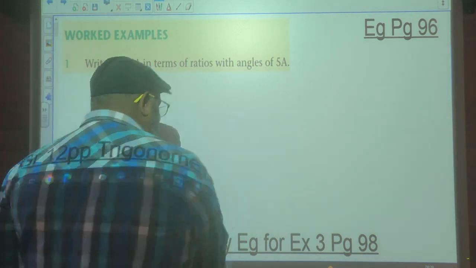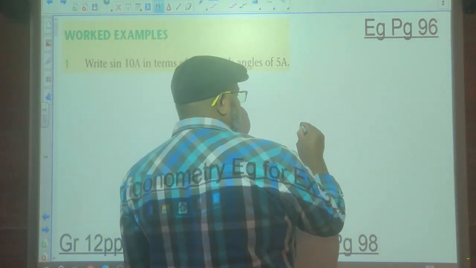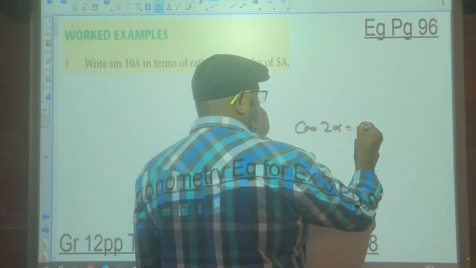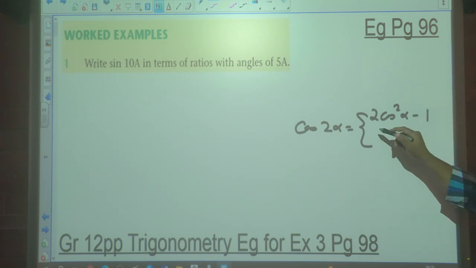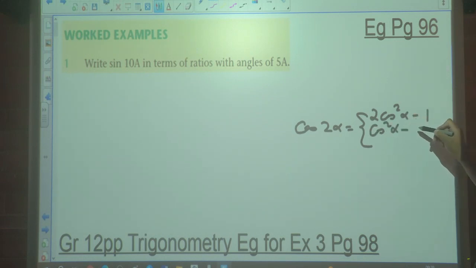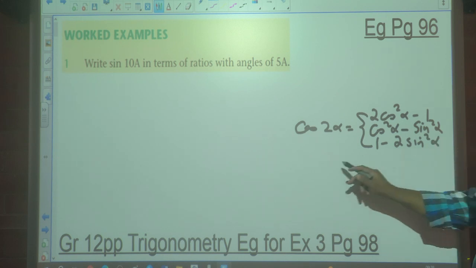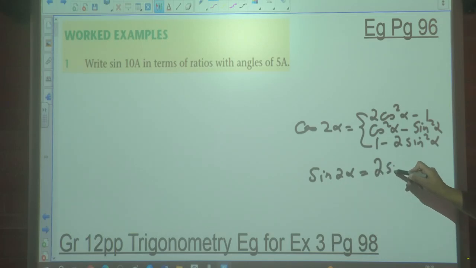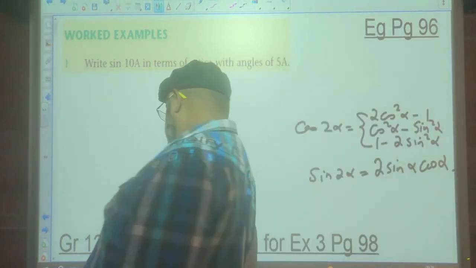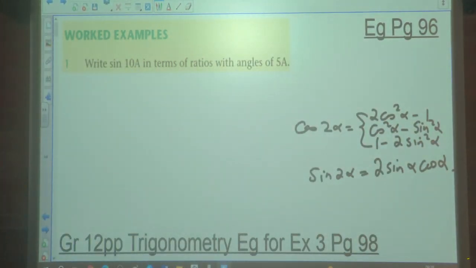Just to refresh our memory, what formula did we just prove now? We derived formulas for cos 2 alpha, which can be written as 2 cos squared alpha minus 1, also cos squared alpha minus sine squared alpha, and 1 minus 2 sine squared alpha. Then we have sine 2 alpha can be written as 2 sine alpha cos alpha. Okay, so the question says write sine 10A in terms of the ratios with angles of 5A.